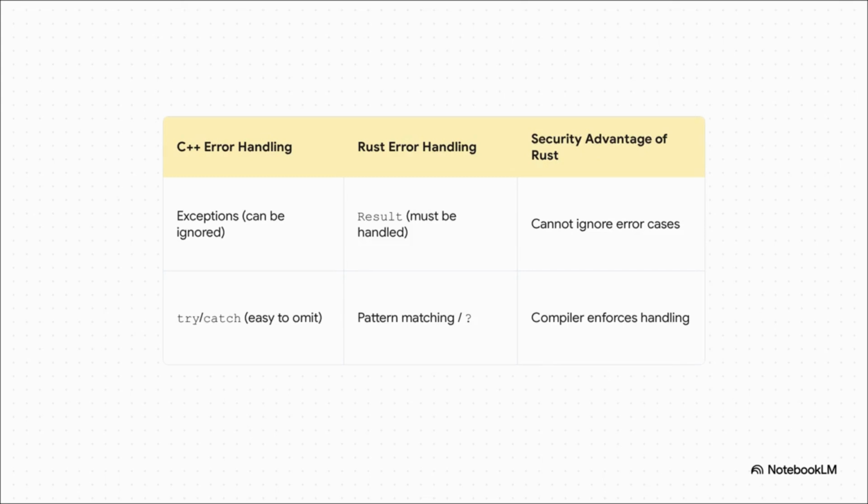Even something like error handling shows this huge philosophical divide. C++ tends to use exceptions, which are powerful, but it can be easy to forget to catch one or to just ignore it. Rust uses a special type called Result, which basically packages up both the success and the failure possibilities. And the compiler forces you to deal with both. You literally cannot compile your code if you ignore a potential error.